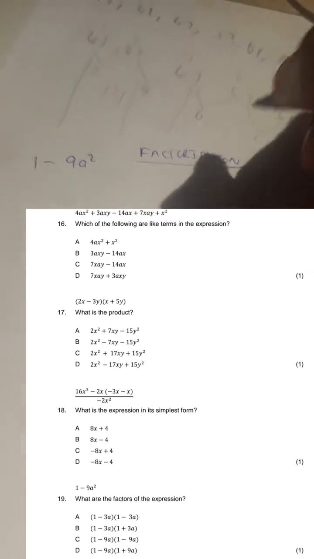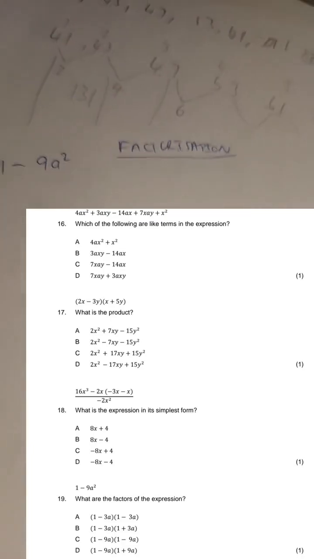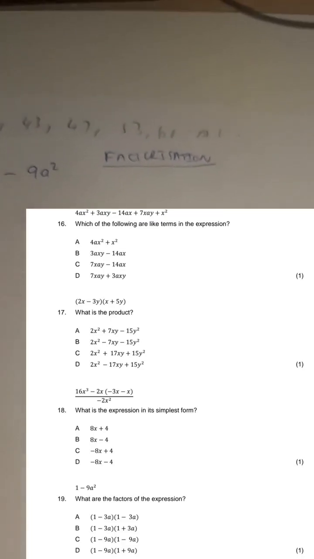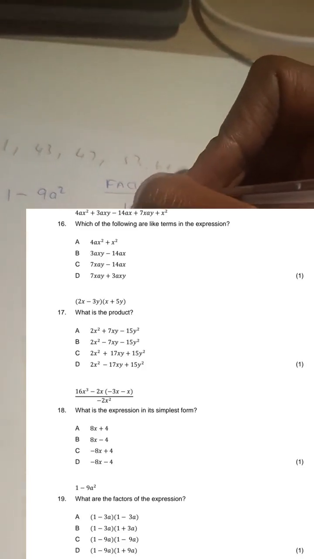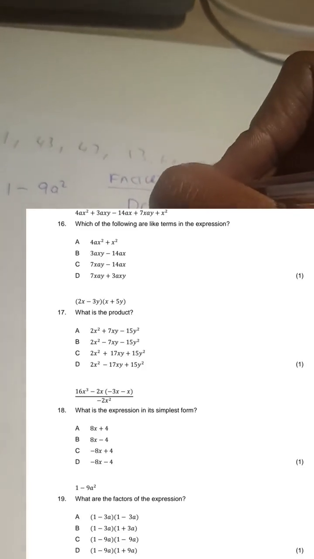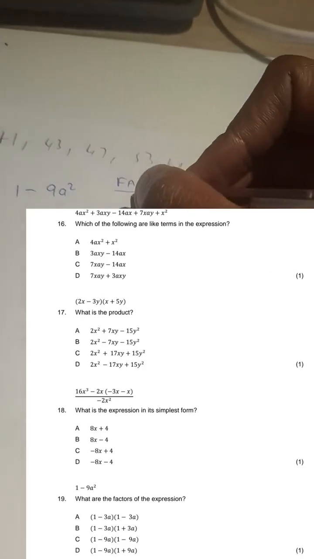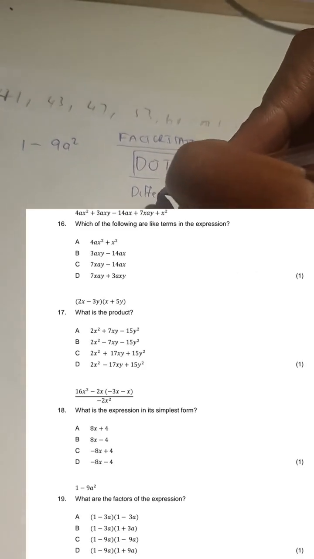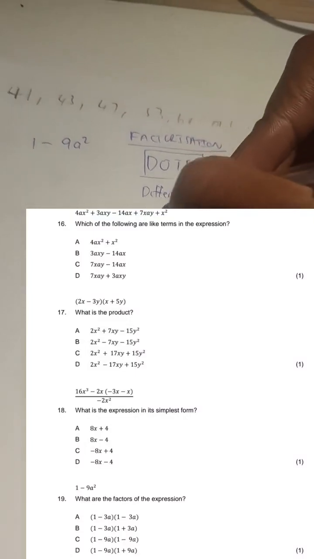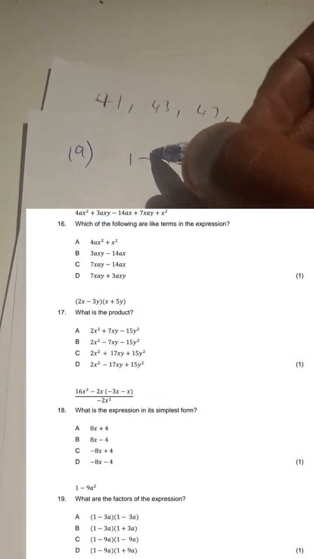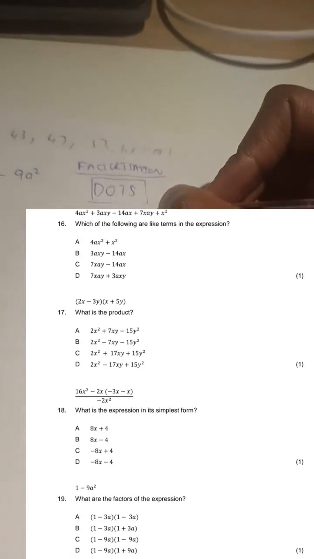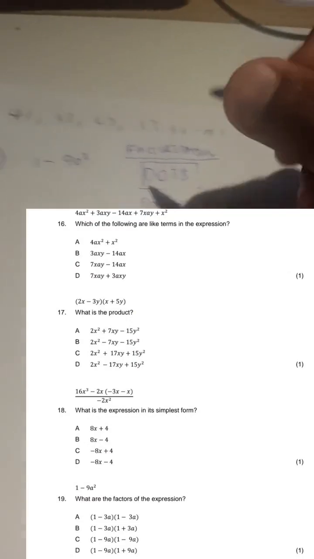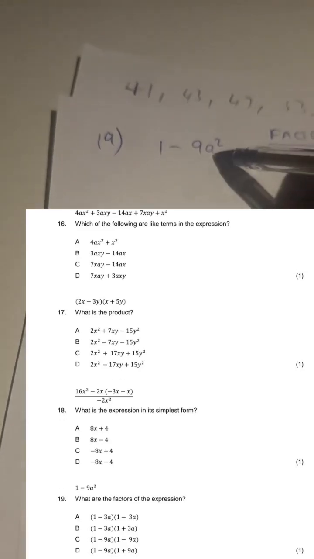And in factorization, we did say that there is the type of factorization that we call highest common factor, but here we have a different type of factorization. The type of factorization that they refer to as DOTS, which means difference of two squares. What is difference? Difference means minus. You can see the minus sign here. That's difference. Of 2. There's 2 terms, 1 and 9a squared.